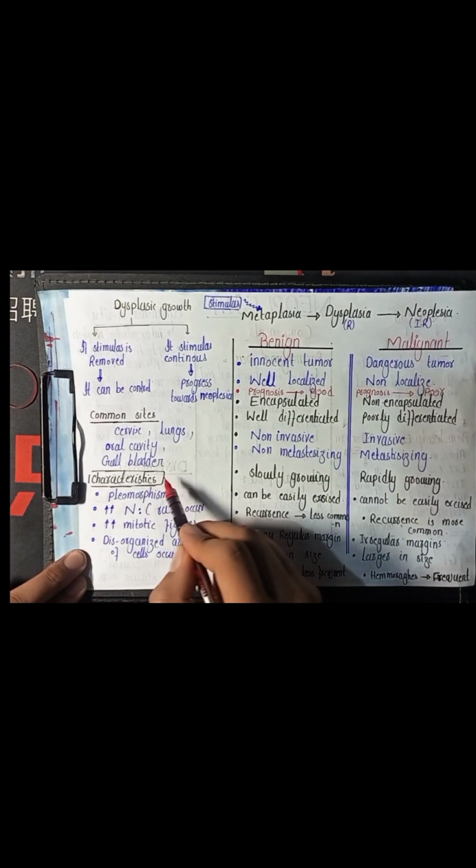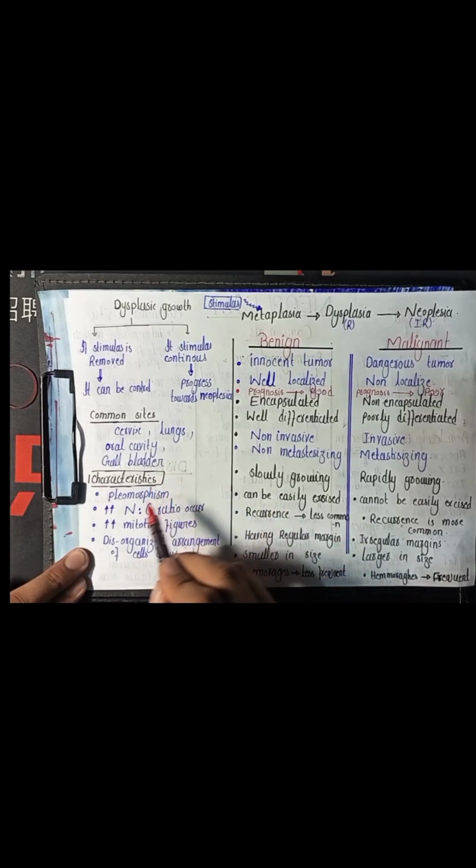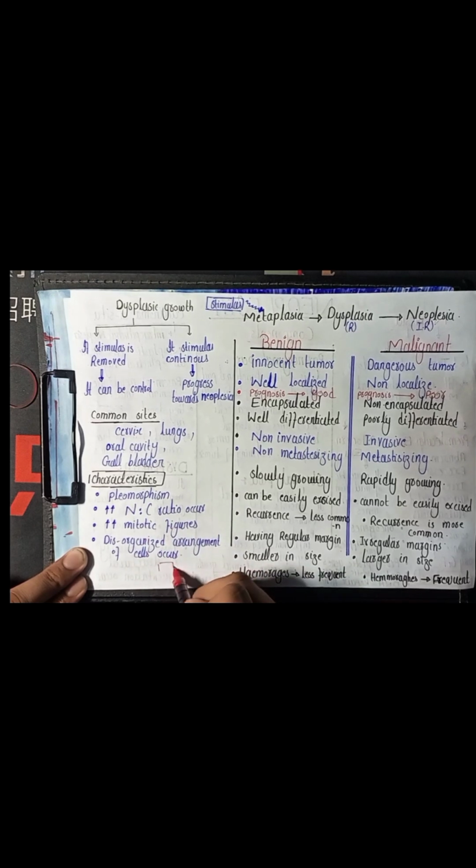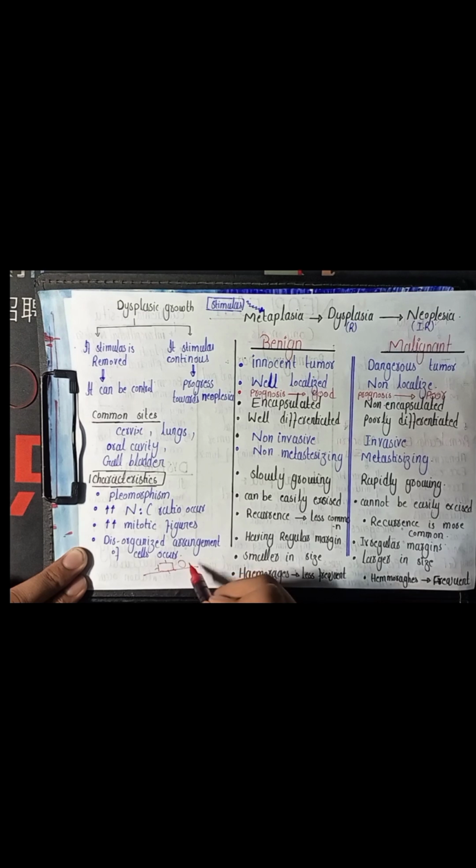Now we come to the characteristics of dysplasia. The dysplastic growth shows pleomorphism, which means variation in the size and shape of the cell. There is an increase in the nuclear to cytoplasmic ratio. There is also an increase in mitotic figures and a disorganized arrangement of the cell, or loss of polarity of the cell. In dysplastic growth we do not recognize the apical surface, basal surface, and the lateral surface of the cell. Let's suppose this is lateral, this is apical, and this is the basal surface. In dysplastic growth, there is disorganized growth. We do not recognize the apical, basal, and lateral surfaces of the cell. So we say that this growth is dysplastic.